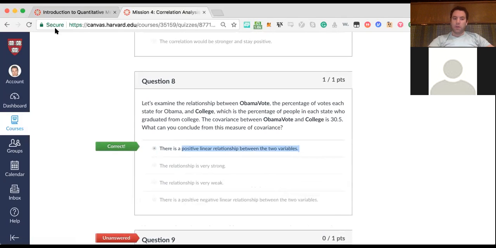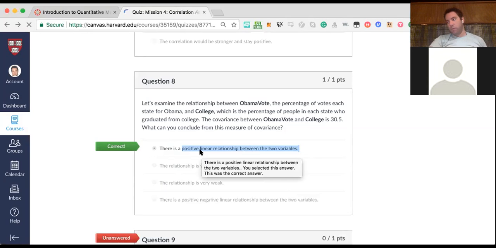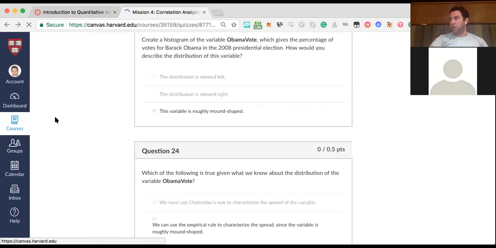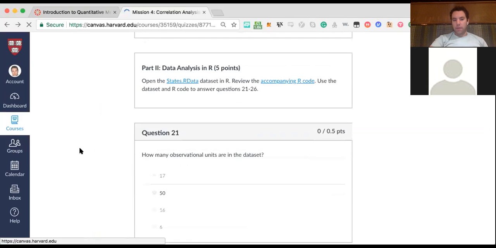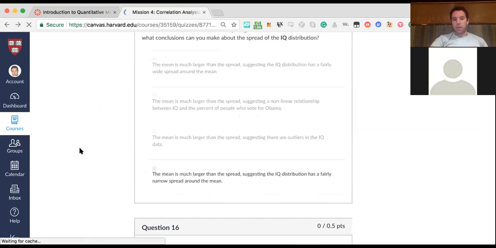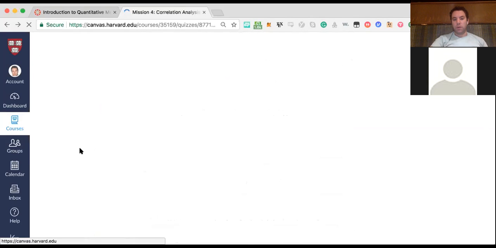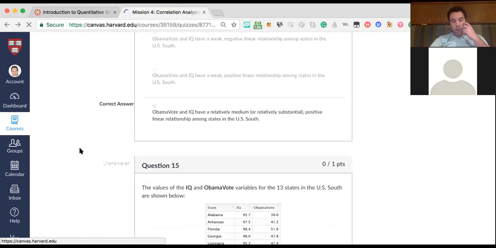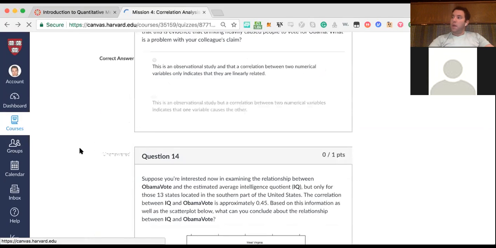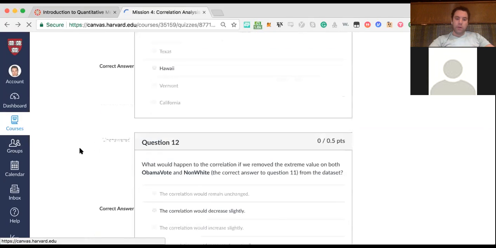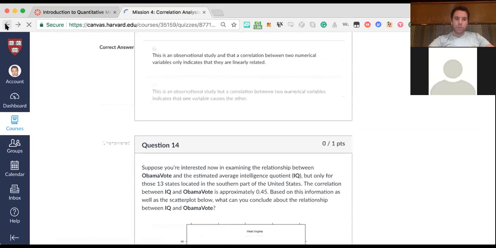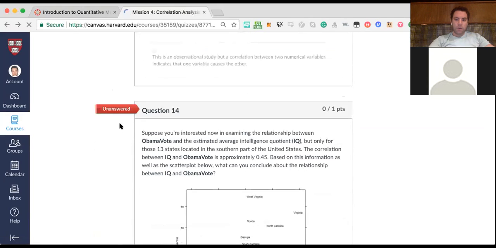We would need to have the correlation in order to speak to the strength of the relationship, whether it's a strong relationship or a weak relationship. And remember that the closer the correlation value is to 1 or -1, the stronger that relationship is, and the closer it is to 0, the weaker it is. So let's take a look at the next question.